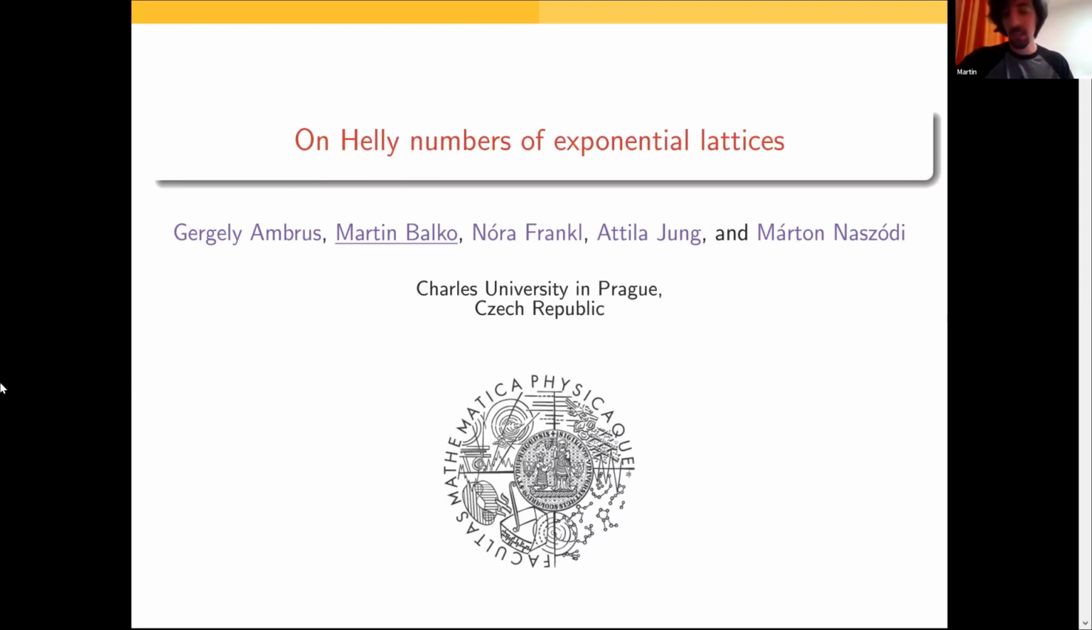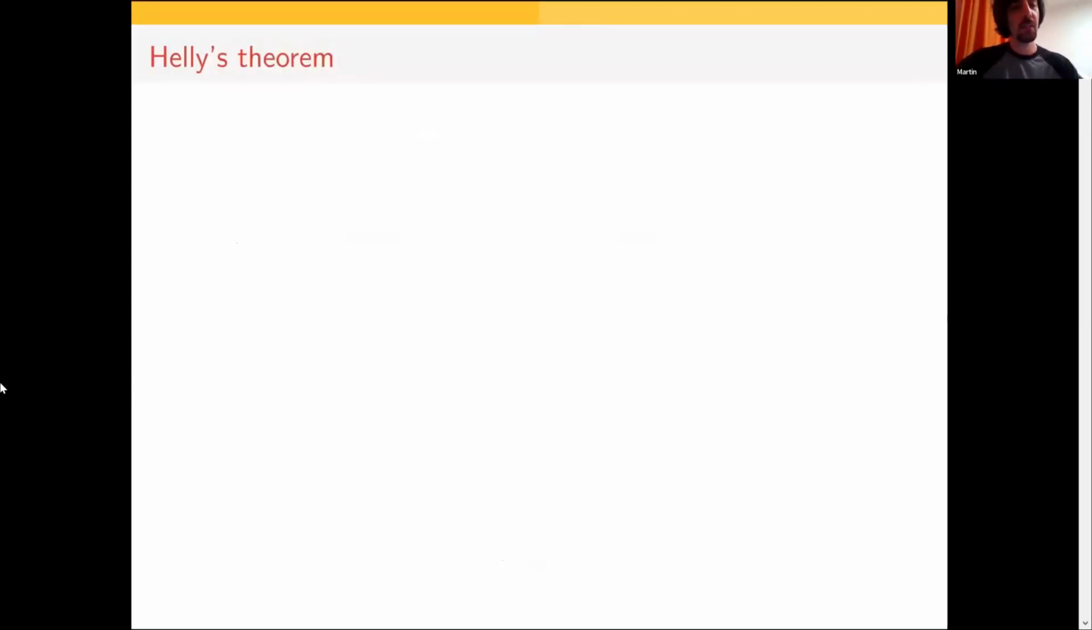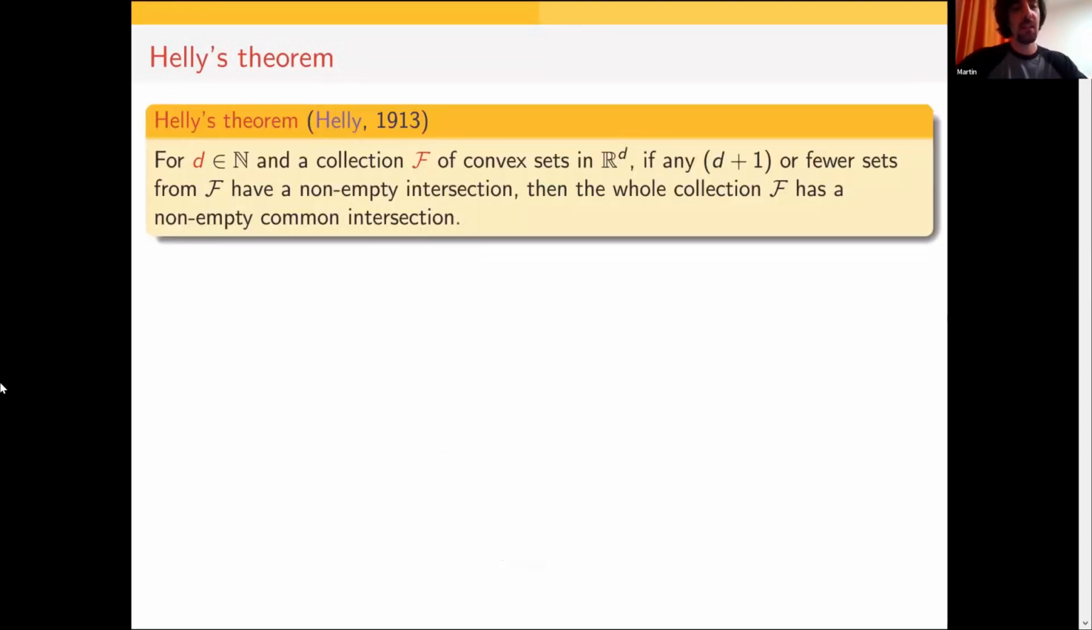Now, since the name Helly popped out in the title, let me state the famous Helly's theorem. So Helly's theorem states that for every positive integer d and every collection F of convex sets in d-dimensional Euclidean space, if any d+1 or fewer sets from F have a non-empty intersection, then the whole collection has a non-empty common intersection. So there will be a point in R^d that is in all the sets from F.